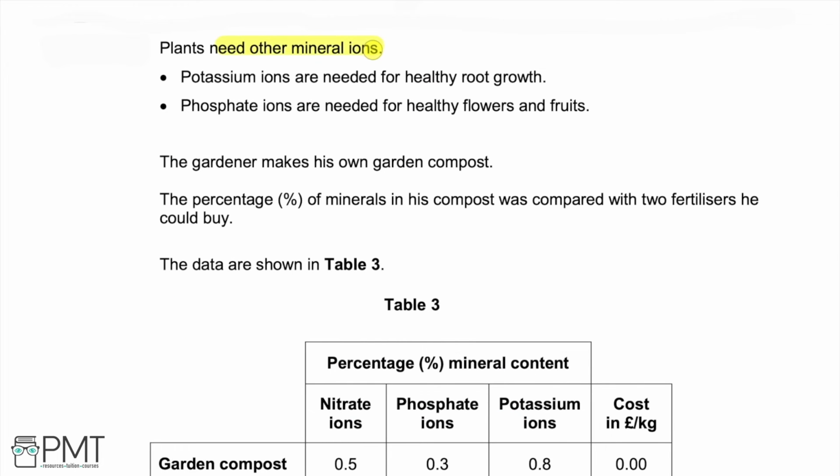Plants need other mineral ions. Potassium ions are needed for healthy root growth. Phosphate ions are needed for healthy flowers and fruit. The gardener makes his own garden compost. The percentage of minerals in his compost was compared with 2 fertilizers he could buy. The data are shown in Table 3.